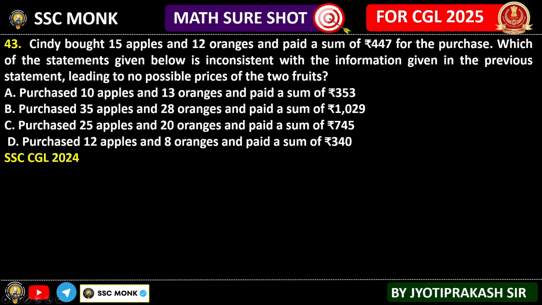Clear? Next, Cindy bought 15 apples and 12 oranges. It paid a sum of this. I have already solved this in my class, so this is a homework. I have solved this in the rapid revision series.